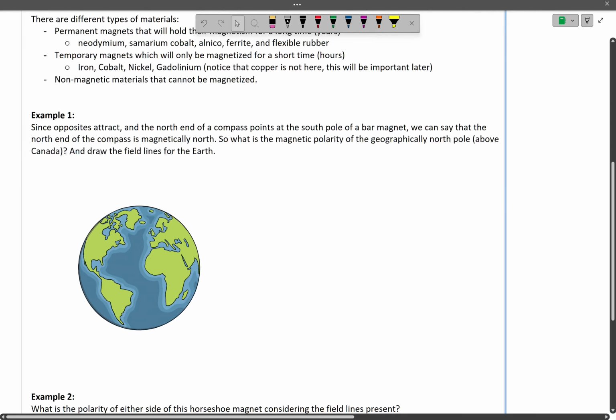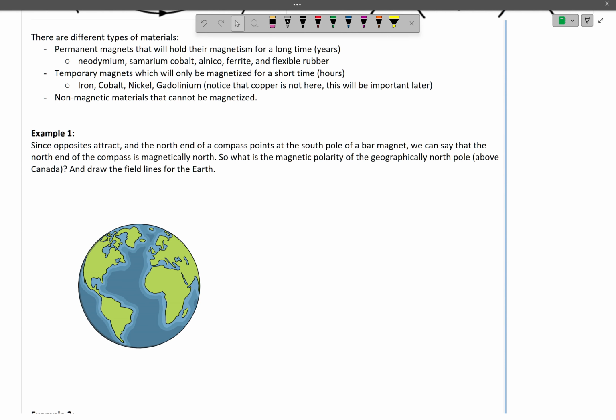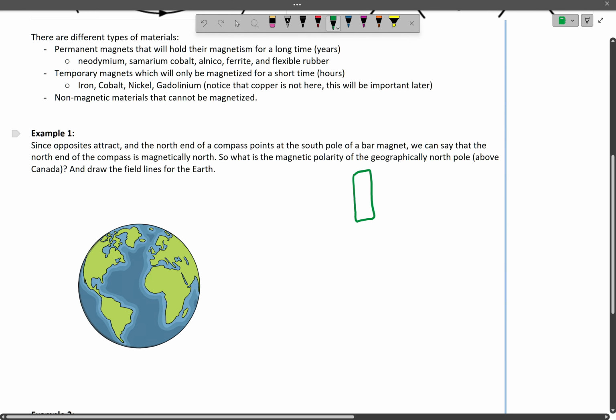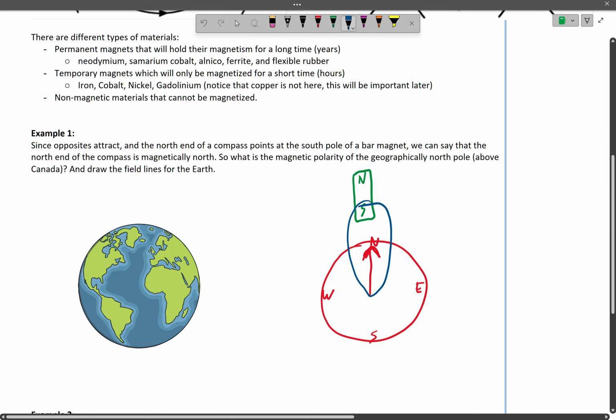Okay, there are two questions we're going to take a look at today. Since opposites attract, the north end of a compass points at a south pole of a bar magnet. That is pretty straightforward, right? If this is our bar magnet and we have a compass down here, the needle will point at the south pole. Normally we label the compass like this: north, east, south, west. Never eat soggy wieners. And you point it towards the north pole. Because there's the magnet there, it's always going to be attracted to this south pole here.